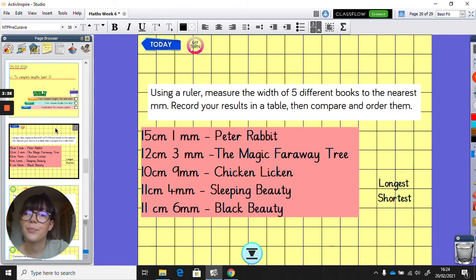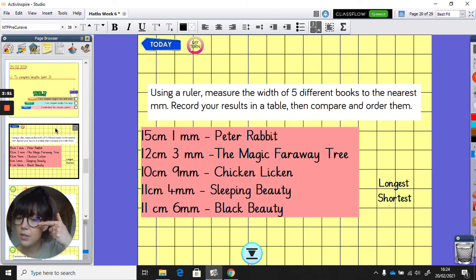Right, my turn. So, using a ruler, I have measured the width of 5 different books in my house. And I have recorded them to the nearest millimetre, okay? So I haven't just looked at them and thought, that's about 15 centimetres. I've looked and I've calculated the millimetres as well, just to check that I was doing it as accurately as I can. Record your results in a table, which I've done, and then compare and order them.